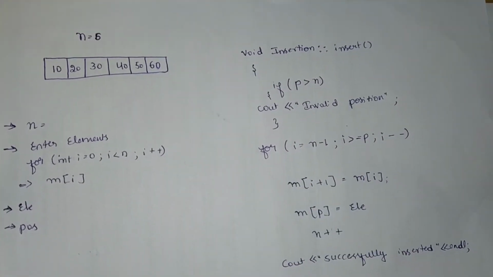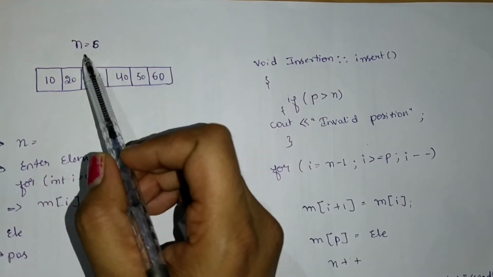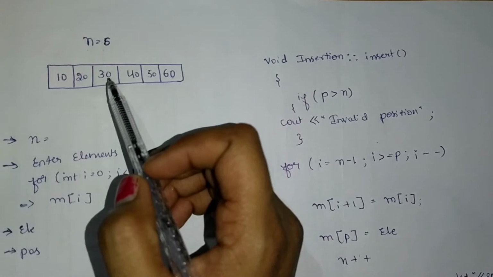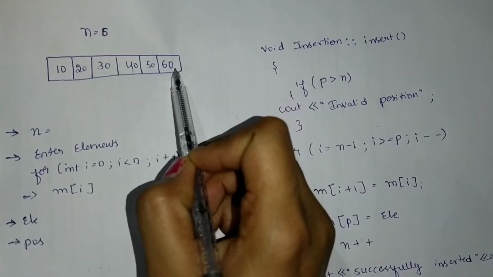So now we'll see the iteration of insertion. Here n value is 6. That means this allows us to enter 6 elements. So here elements are 10, 20, 30, 40, 50 and 60.